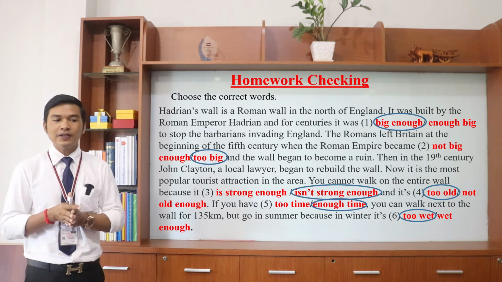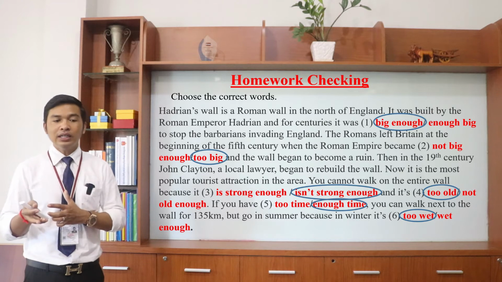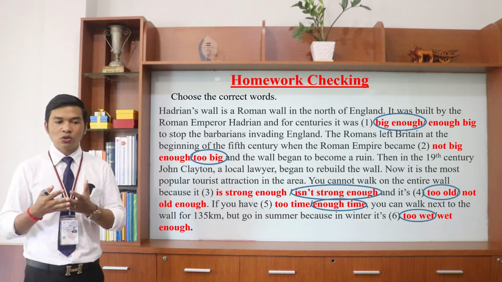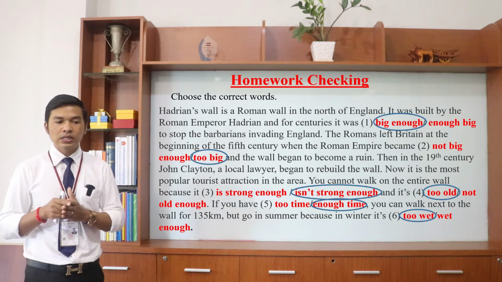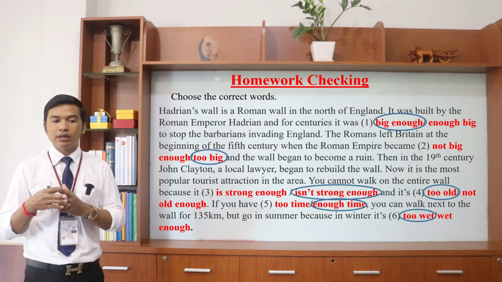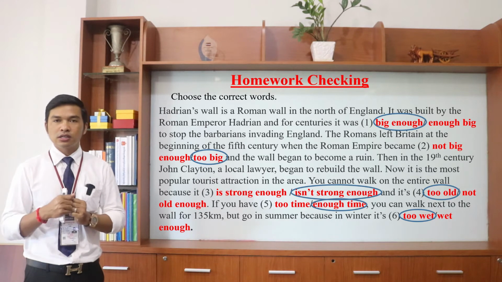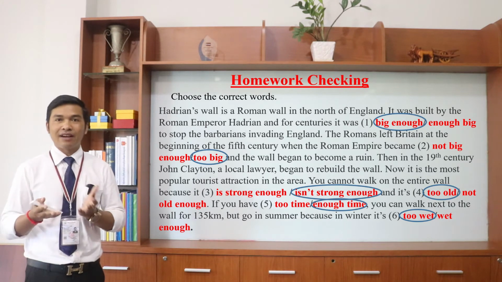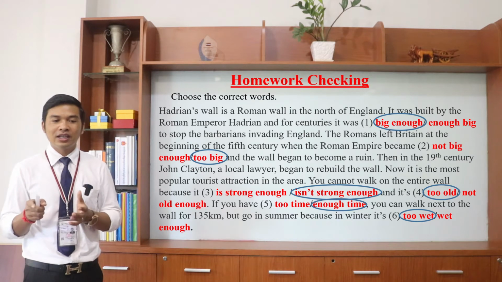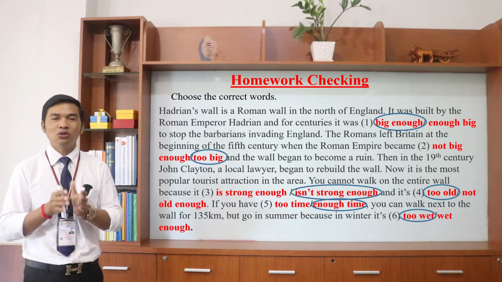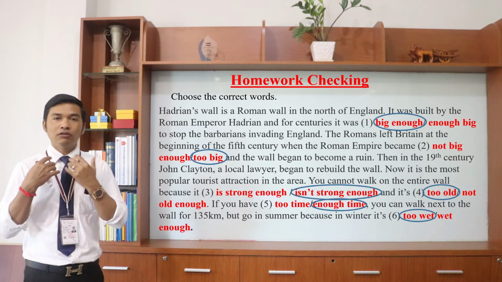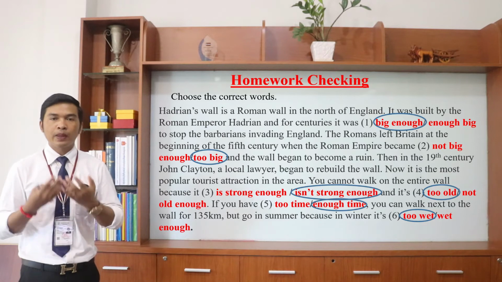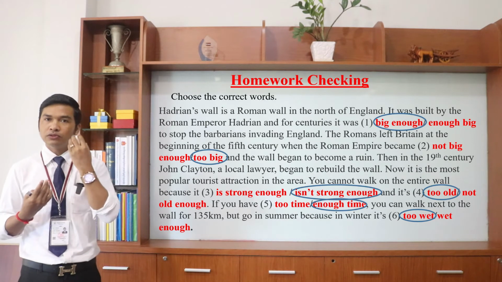So the correct answer is enough time, right? You can walk next to the wall for 135 kilometers, but go in the summer, because in the winter it's... to wait or wait enough? The correct answer is to wait. So they recommend you to go in summer. In winter it is to wait, you cannot go, right? So that's it for our revision and homework checking, and I hope at least you remember the rule.